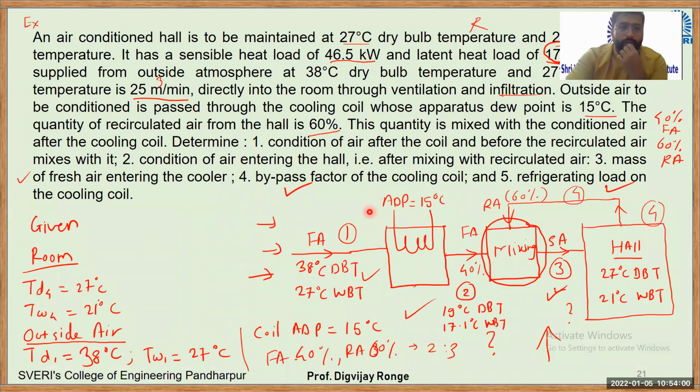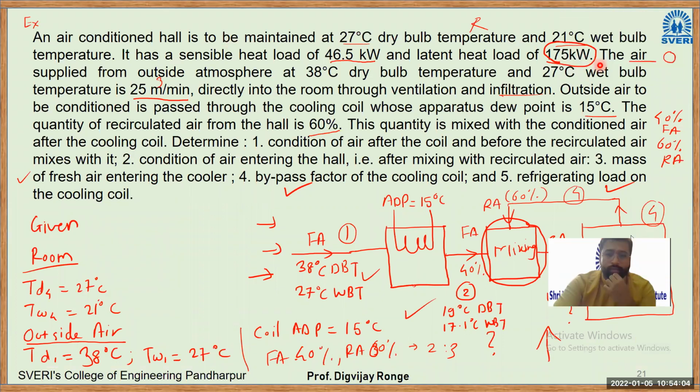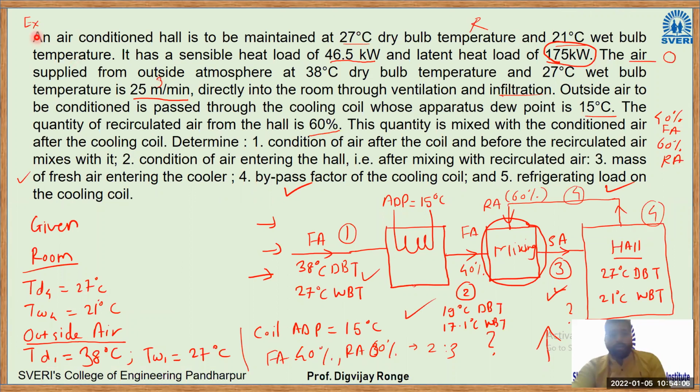Okay. So I'll read the example. Let us try to understand it. An air conditioning hall is to be maintained at 27 degrees Celsius dry bulb temperature and 21 degrees Celsius wet bulb temperature. It has a sensible heat load of 46.5 kilowatt and a latent heat load of 175 kilowatt. The air supplied from the outside atmosphere at 38 degrees Celsius dry bulb temperature and 27 degrees Celsius wet bulb temperature is 25 meter cube per minute.